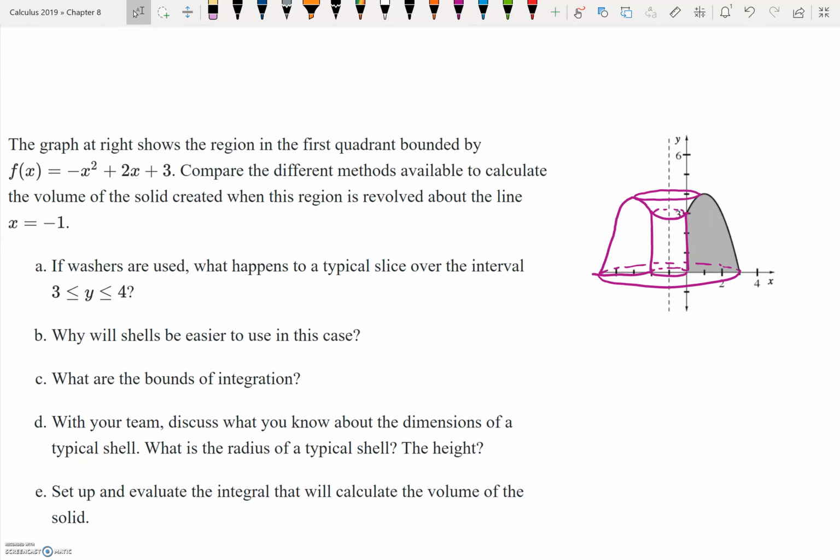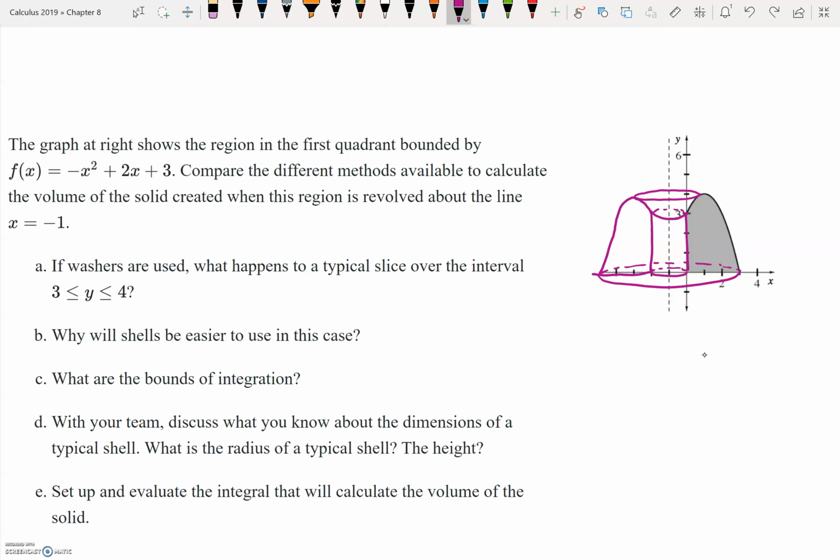So imagine if we had to use washers. Now this is what A is saying. What would happen between 3 and 4? So if we use washers, this integral and this integral would be different. We'd have to use two different integrals. So the integral from here to here would be our parabola minus our cylinder, and our cylinder would just have a radius of 1. And then above it, we'd have our parabola minus our widening radius. So we'll have to use two different integrals.